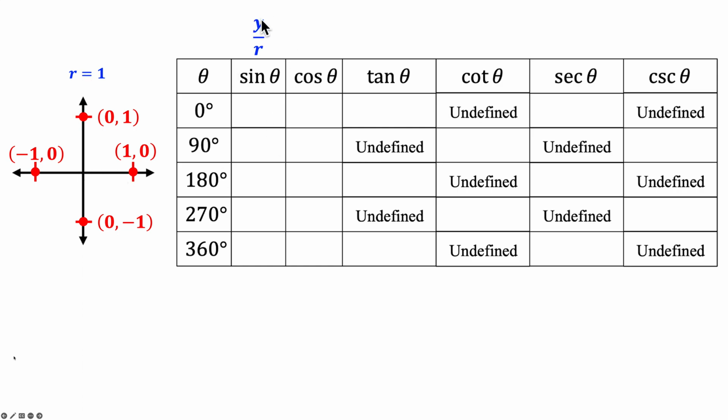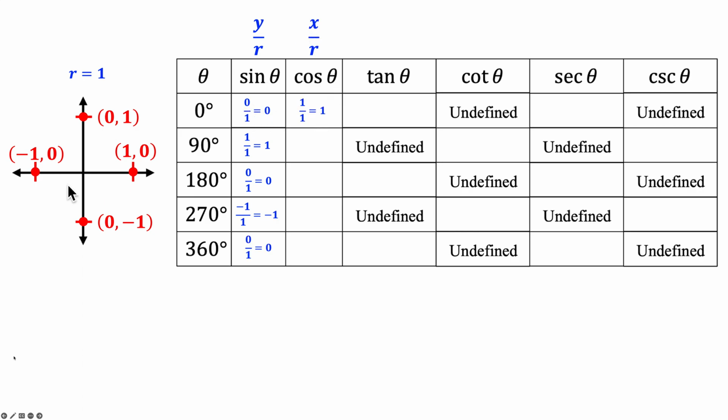So for sine of theta being y over r, it will be 0 over 1, which is 0. 90 degrees will be 1 over 1, that's a 1. 180 degrees will be 0 over 1, that's a 0. 270 degrees will be negative 1 over 1, which is negative 1. And 360 back to 0 like we had up here.